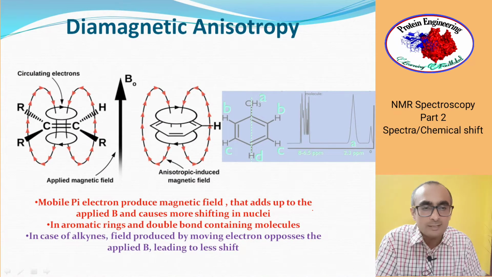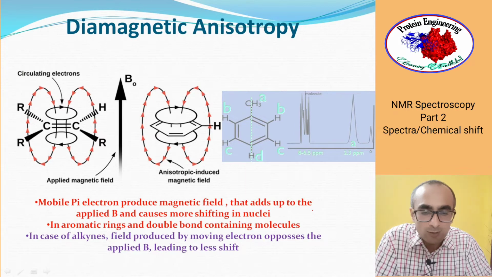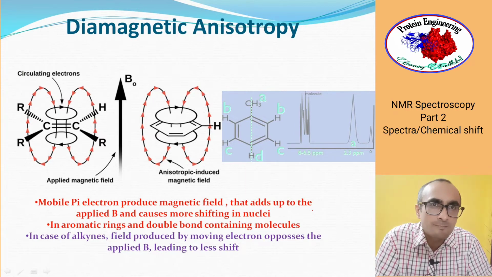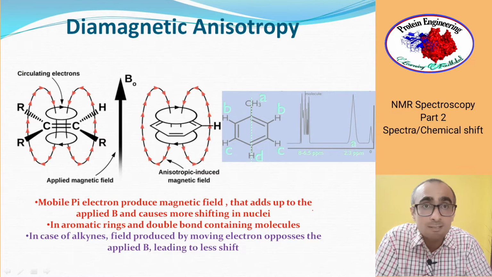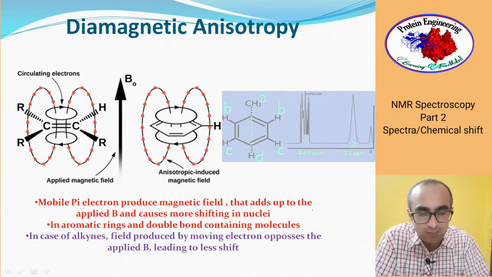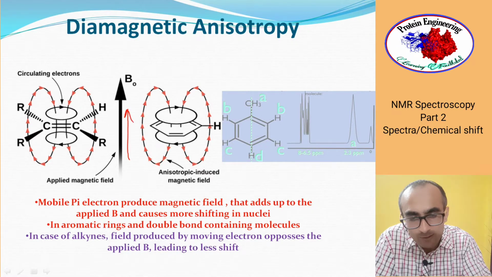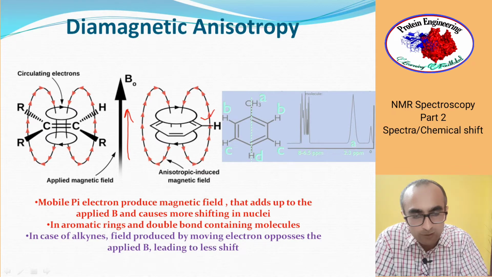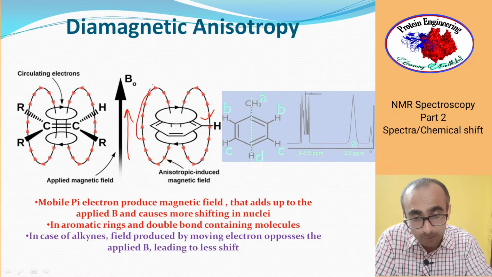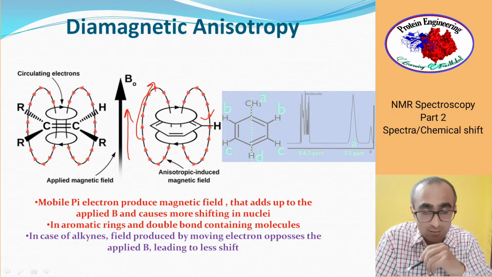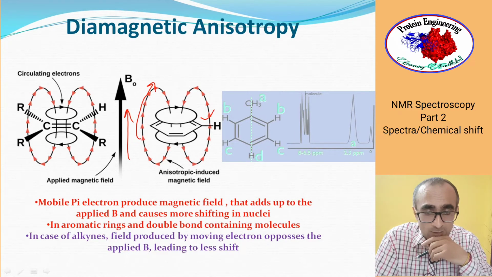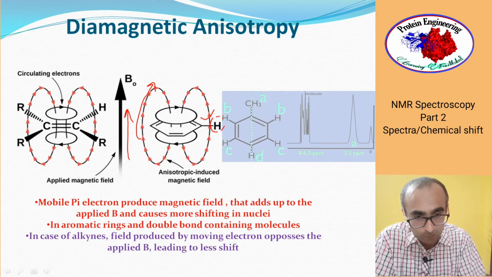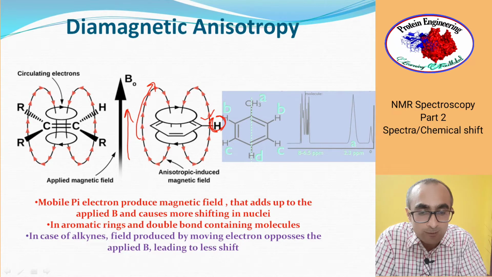Diamagnetic anisotropy is a property of compounds which have double bonds, for example a benzene ring, or you have C=C double bonds. In that case, the mobile pi electrons produce a magnetic field. For example, this is the direction of the outside applied magnetic field, and you have a benzene ring here. The pi electrons in the benzene ring are moving, and as a result they are also producing a magnetic field in the same direction as the applied magnetic field. So the effective magnetic field on the nucleus of a nearby hydrogen atom would be an addition to the applied magnetic field.